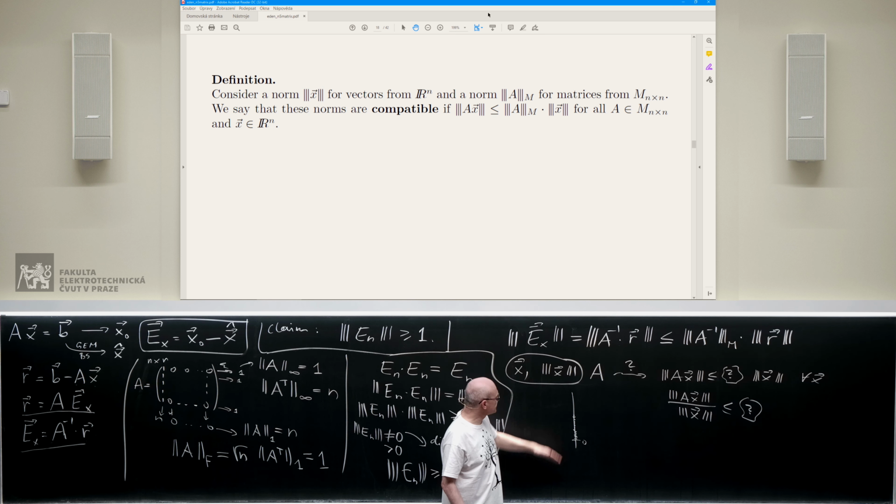Okay. How about the Frobenius norm, which was here? That's the norm which is given by the natural formula, if you remember. Okay, let me go back. The Frobenius norm simply takes all the entries in the matrix, squares them, sums them up, takes square root. That's the Frobenius norm.